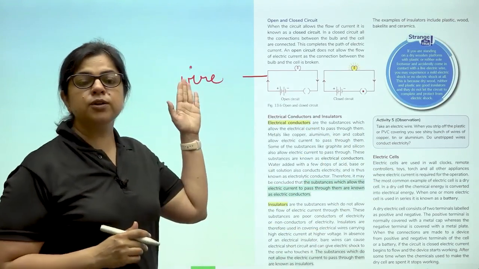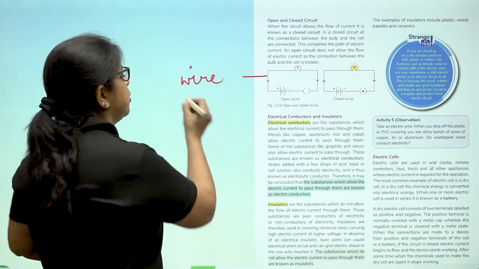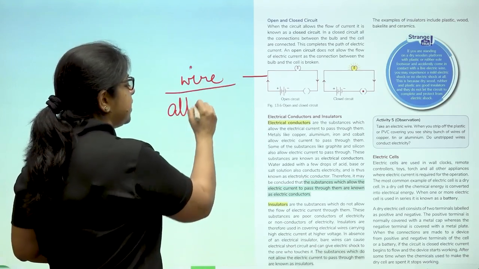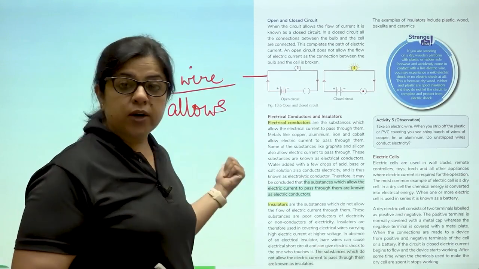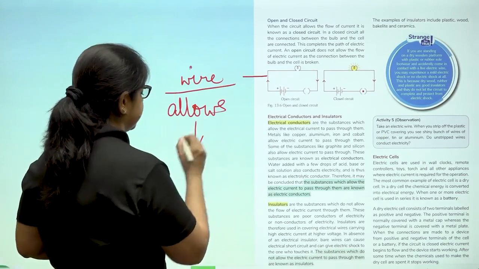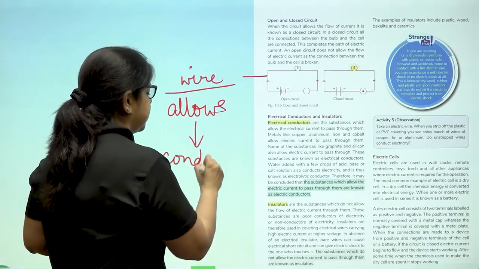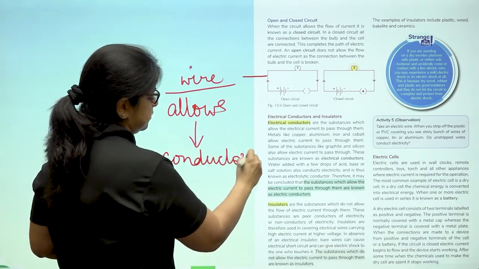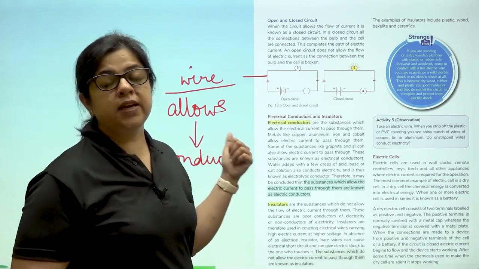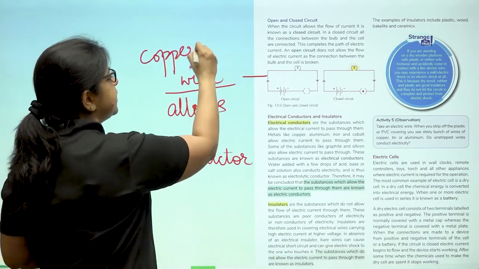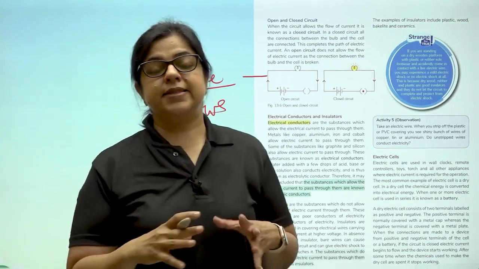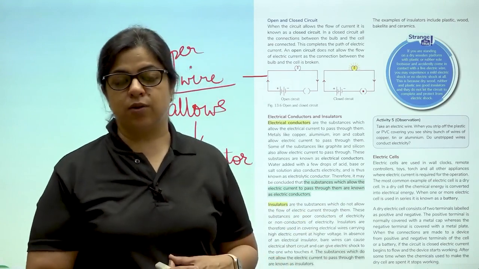Obviously, in order to complete the circuit, you need a wire that allows electric current to pass through it. What is such a wire called? It is called a conductor. Usually, we use copper wires for all the electrical appliances in our house, for the wiring in our house.